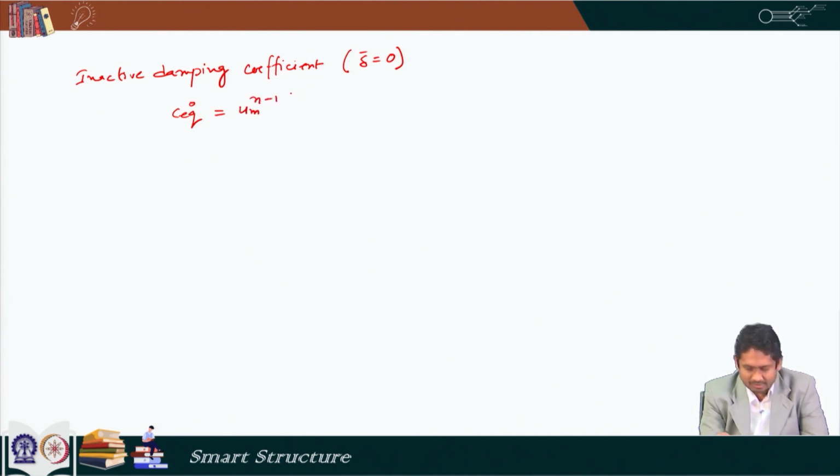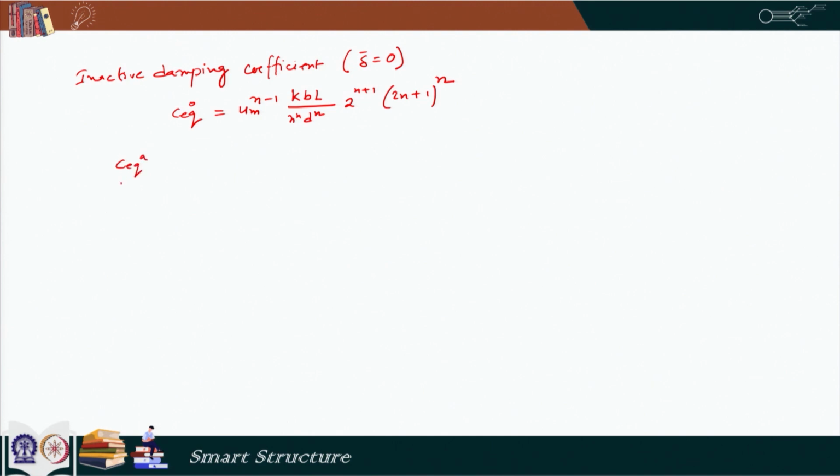And if we find the inactive damping coefficient, which we can do just by setting delta bar equal to 0 in the expression of the active damping coefficient, the inactive damping coefficient becomes u m to the power n minus 1 by k b l divided by n to the power n d to the power n, multiplied by 2 to the power n plus 1, multiplied by 2n plus 1 to the power n.